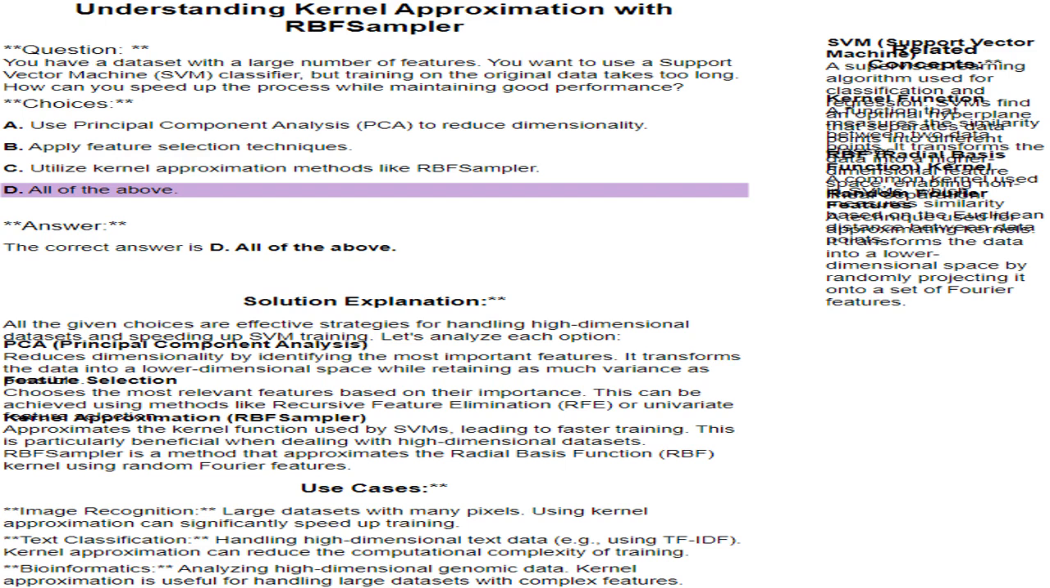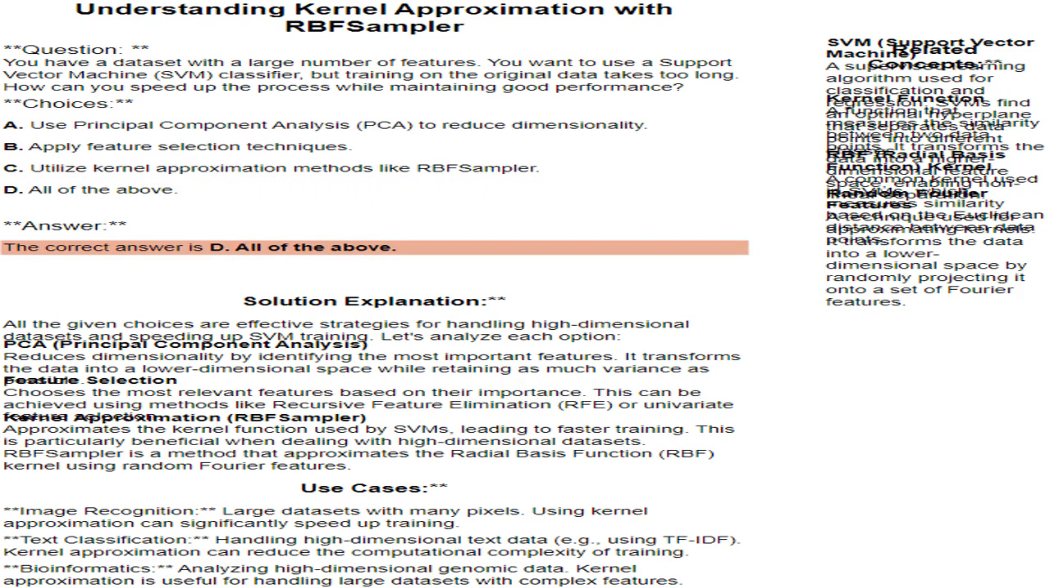Function RBF kernel. The correct answer is D, all of the above. True. All the above choices offer effective strategies for handling high-dimensional datasets, each contributing to faster training times for SVMs. PCA reduces dimensionality. Feature selection removes irrelevant features. And kernel approximation simplifies kernel calculations. D. All of the above.